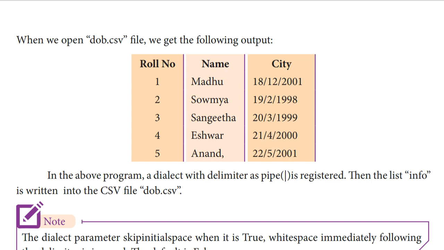In the above program, a dialect with the delimiter as a pipe is registered. So here they registered the delimiter pipe. Then the list info is written into the CSV file dob.csv. So first we are registering the delimiter. After that, all the list info is written into the CSV file. After registering the delimiter, we are writing the list into the CSV file with the delimiter.